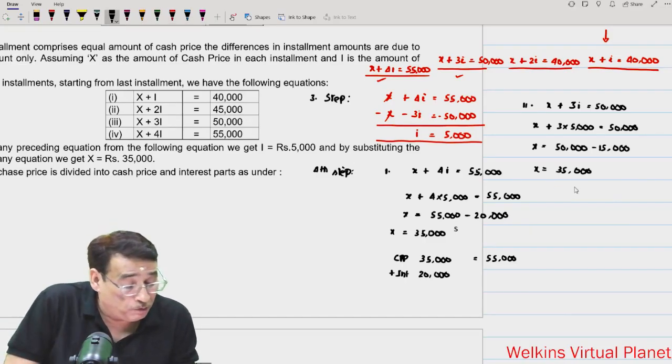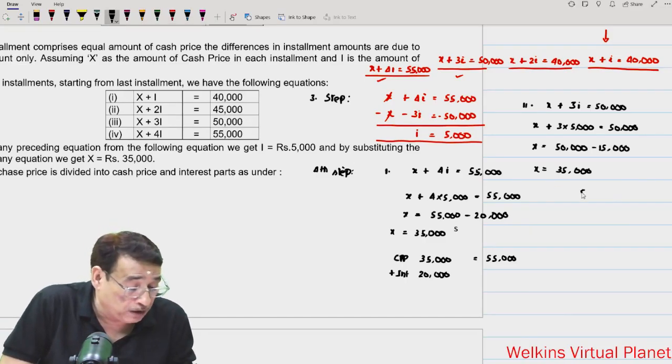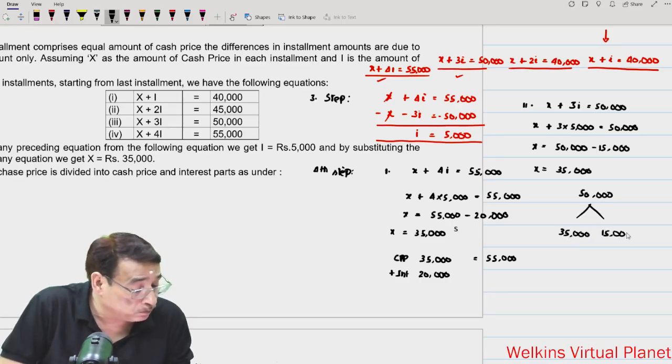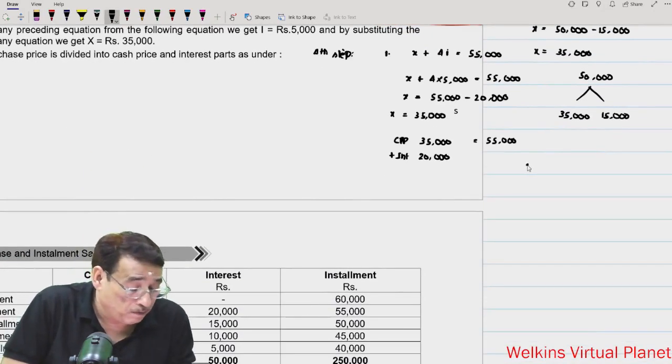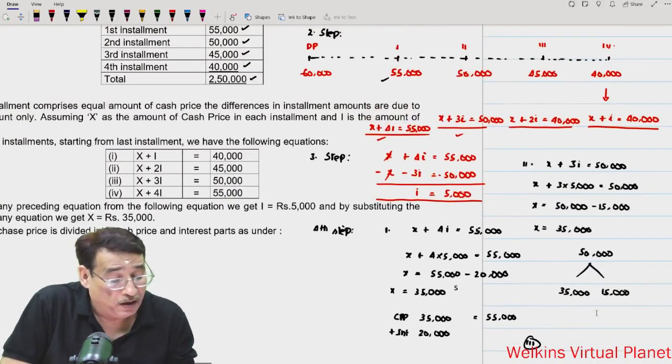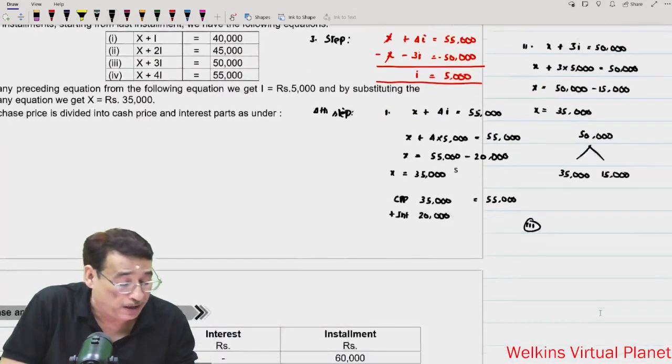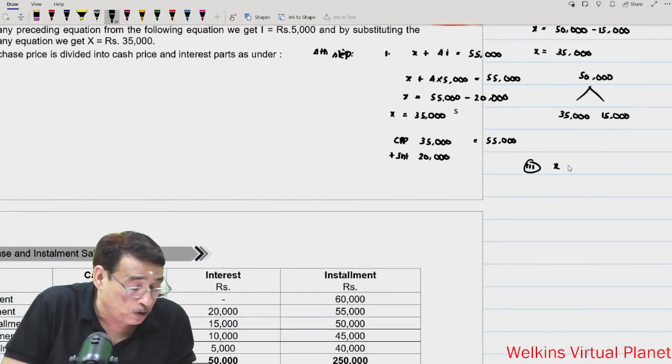So now we can say that out of 50,000, which is gross installment, we may say that 35,000 is the cash price portion and balance is 15,000. Is it clear to you? Similarly, when you will take into account your third installment, you have written x plus 2i. So x plus 2 into i, that is 5,000.